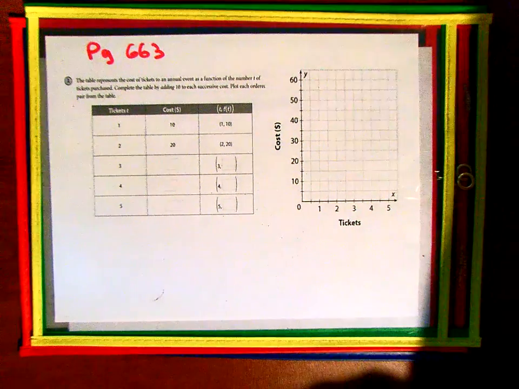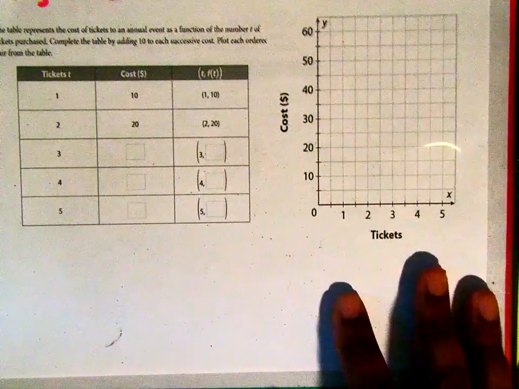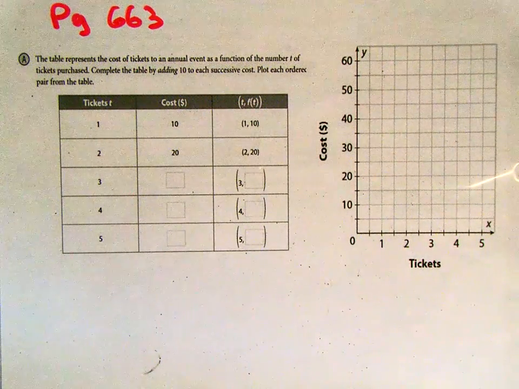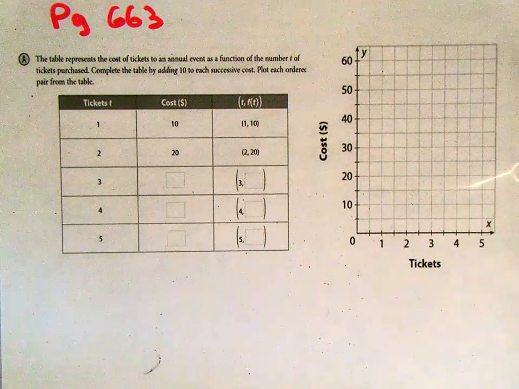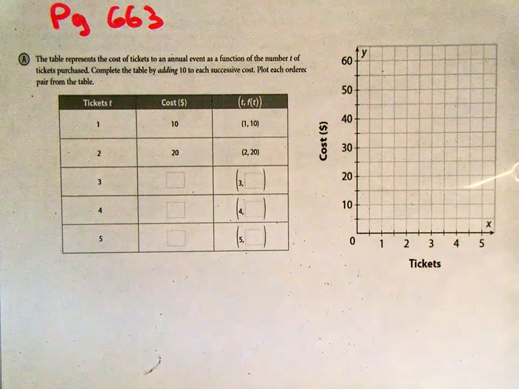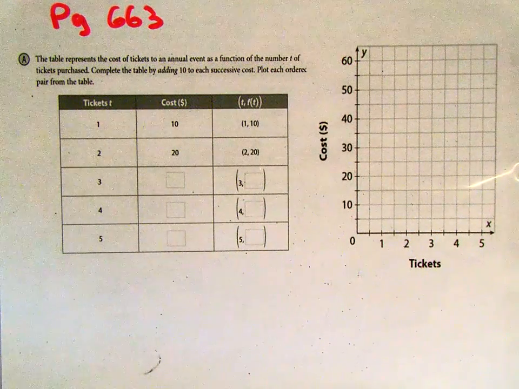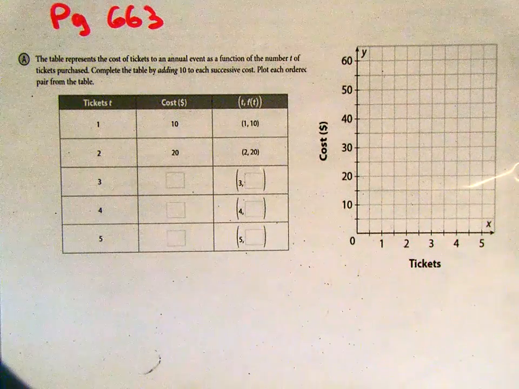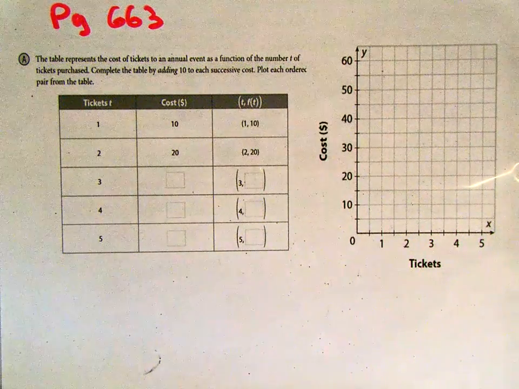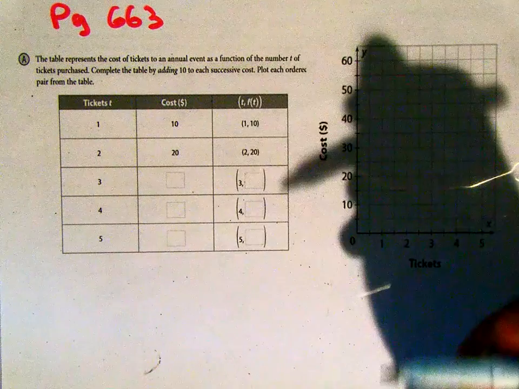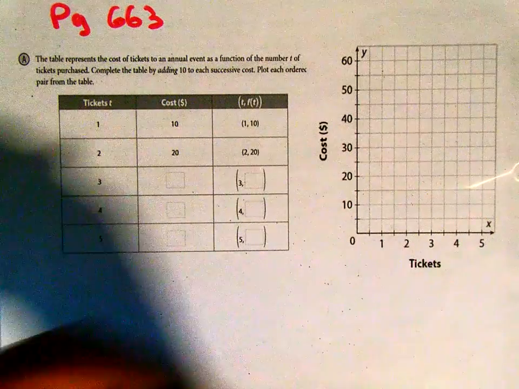All right, so we got a first example here, and it says the table represents the cost of the tickets to an annual event as a function of the number T of tickets purchased. Complete the table by adding 10 to each successive cost. Plot each ordered pair from the table. So this is real simple. All we're going to do is that they're selling tickets, and they want us to add 10 to each one.